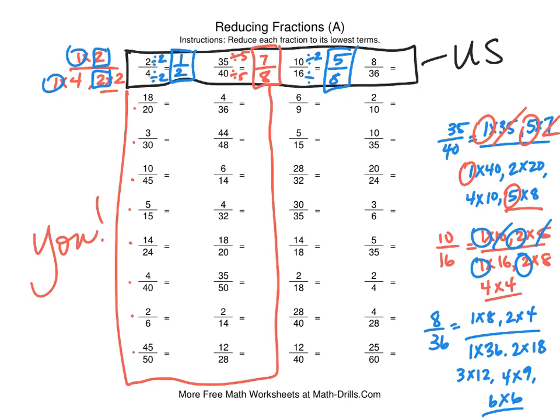Okay, so numbers that we have in common, or factors that we have in common. 1s, 2s, there's no 8 here, 4s. Okay, so 4 is the biggest number that goes into both of them. Divide them both by 4. 8 divided by 4 is 2. 36 divided by 4 is 9. And 2 over 9 is simplest form.